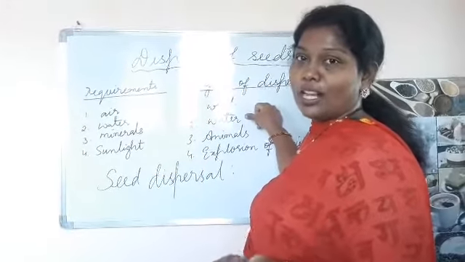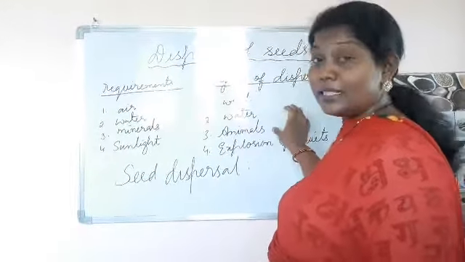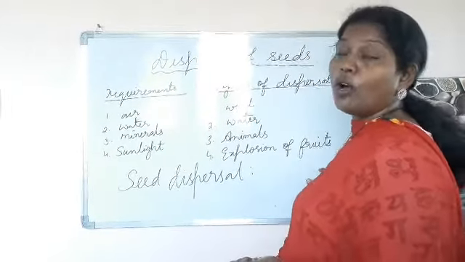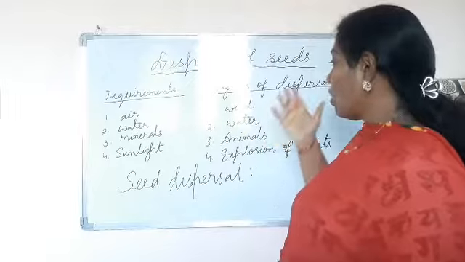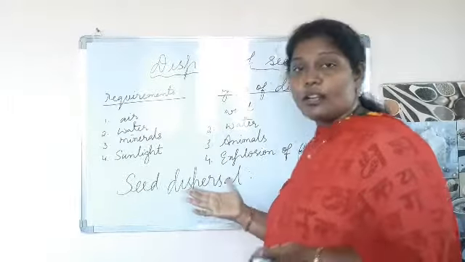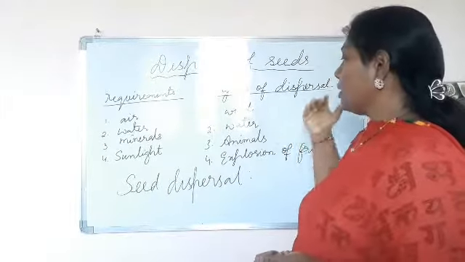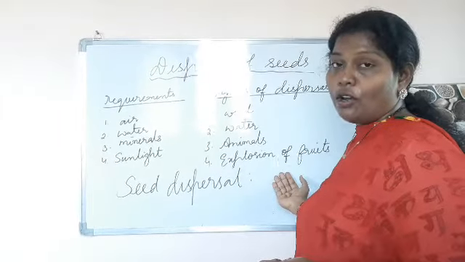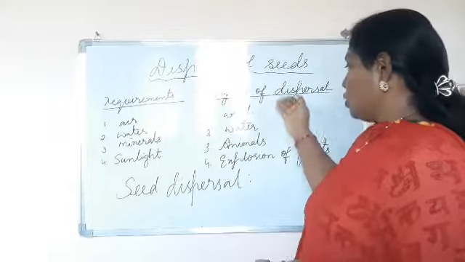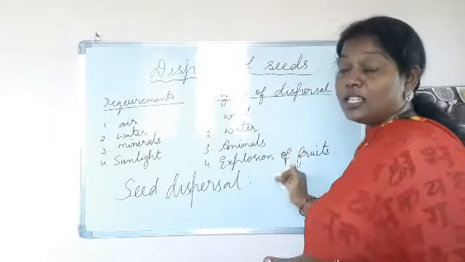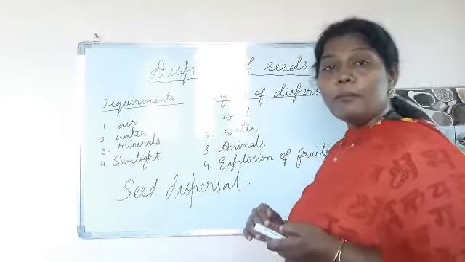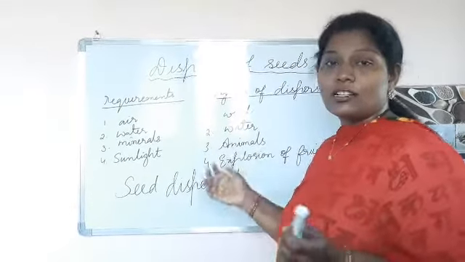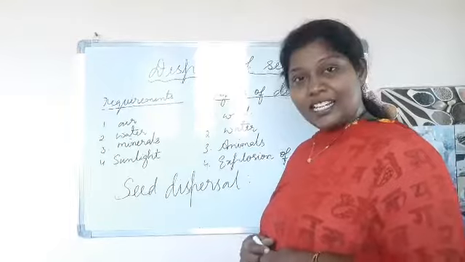Water. Water, as you know. Animals. And also explosion of fruits. So what are the four agents here, children? Wind, water, animals and explosion of fruits. So these four agents are playing an important role in helping the plants to scatter or disperse their seeds.